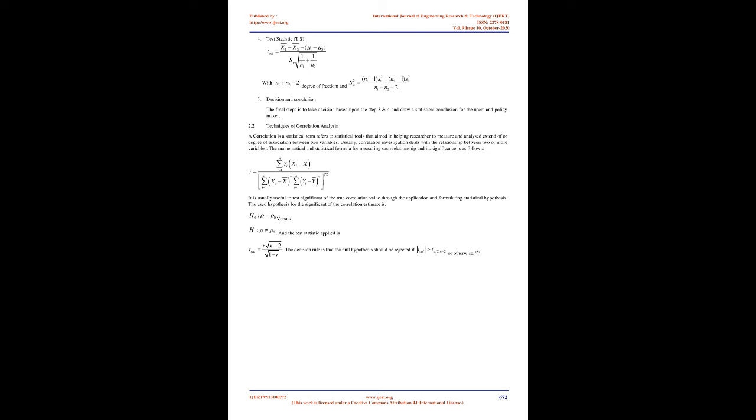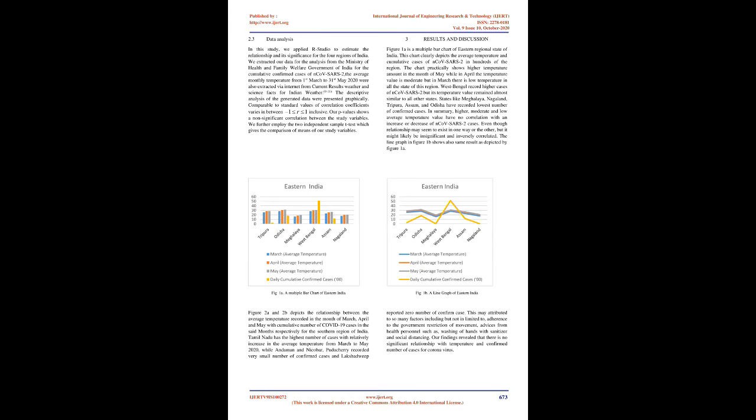A t-test statistic is appropriate to test our claim and assumption. We follow the following steps with an assumption that the 2 variances of the given dual normal distribution are equal and unknown. Step 5, decision and conclusion: the final step is to take a decision based upon steps 3 and 4 and draw a statistical conclusion for the users and policymaker.